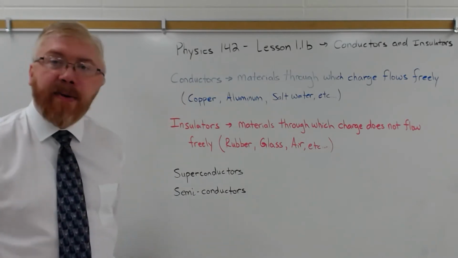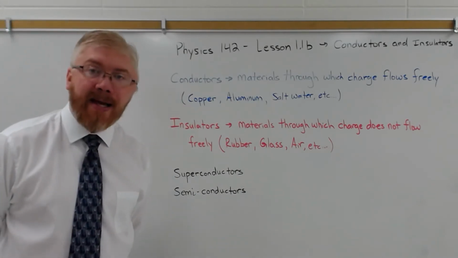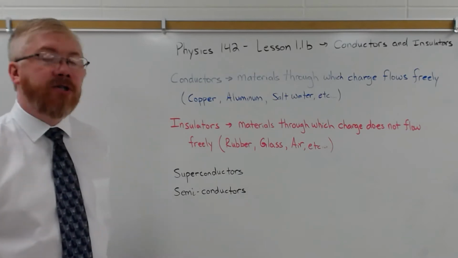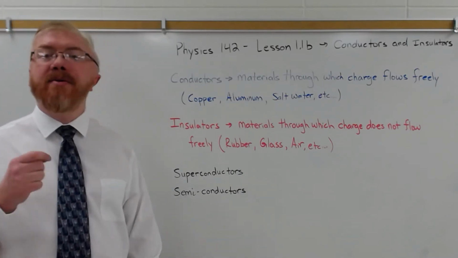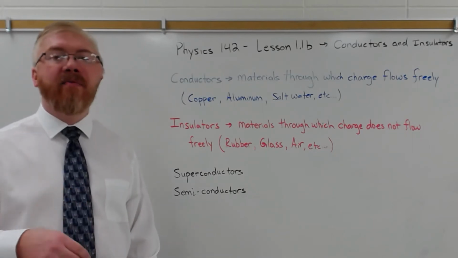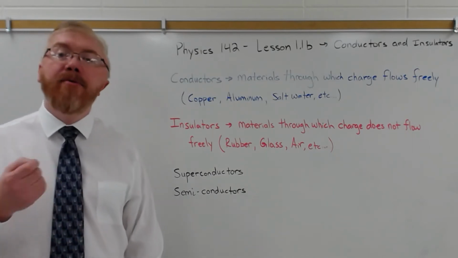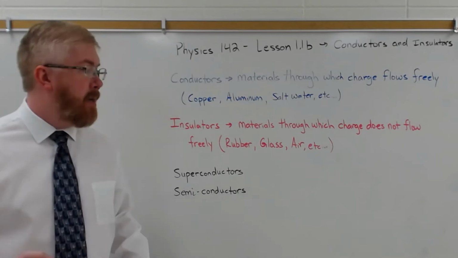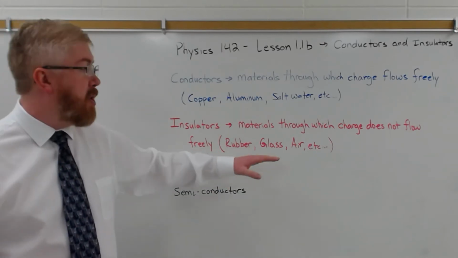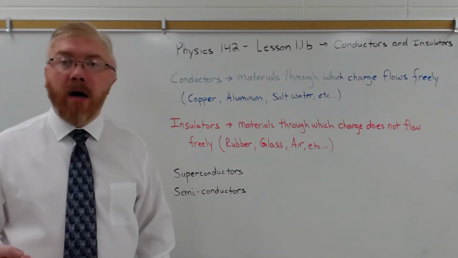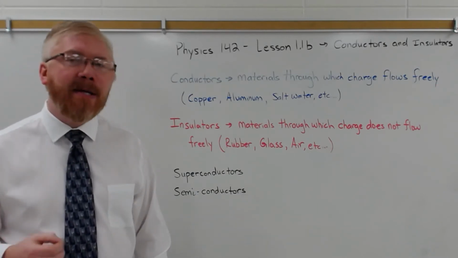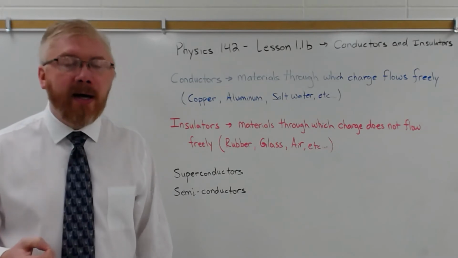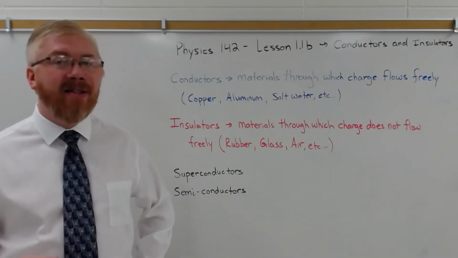On the other end of the spectrum, we have insulators. Insulators are materials through which charge does not flow freely. The material does not have a lot of free electrons that can move through the material. Materials like rubber or glass or air are good insulators. Now, just because an object is an insulator doesn't mean charge can't flow. It just takes a lot of force.